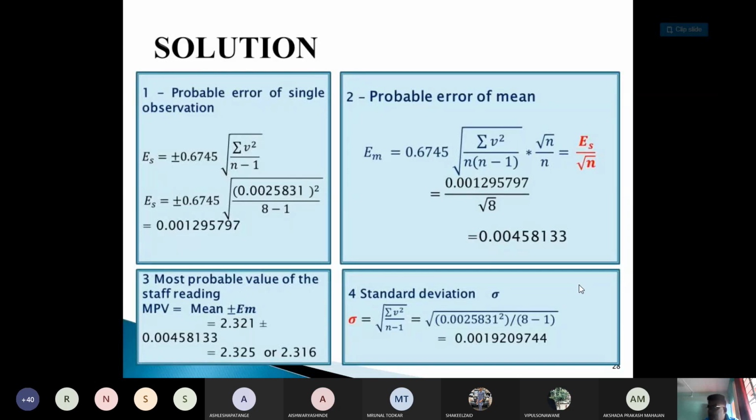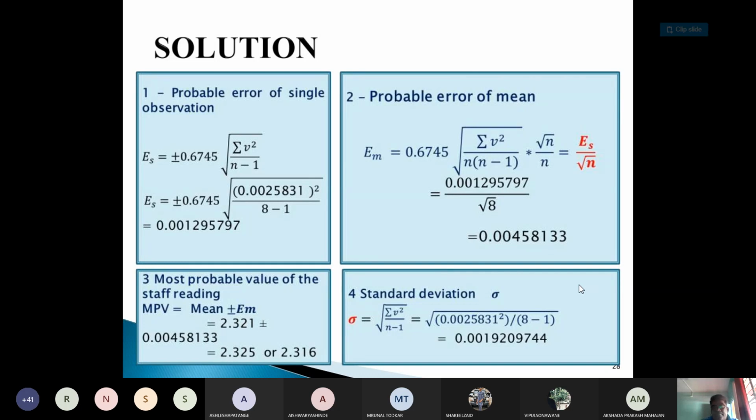And EM, the probable error of the mean value, can be worked out by using this symbol EM, and simply it is equal to ES divided by root of n. The most probable value is nothing but the mean plus or minus EM, that is the probable error of the mean, and finally you will get the most probable value as 2.325. You can also find 2.316, that is the MP value. If you have taken the plus value, then it is 2.325. If you have taken minus, then it is 2.316.